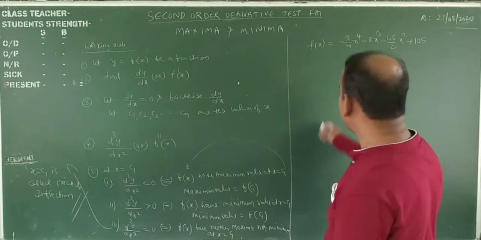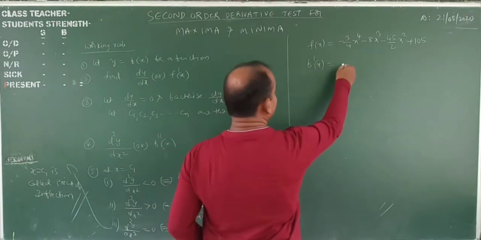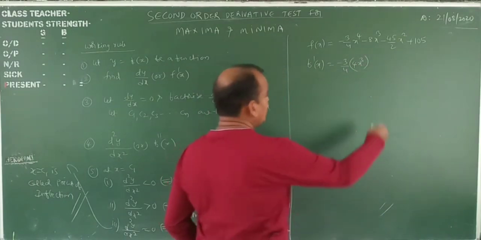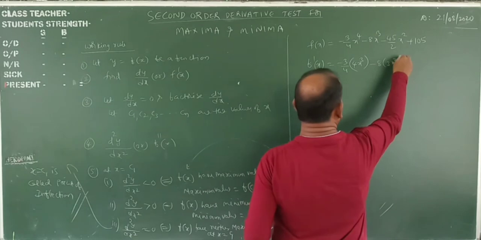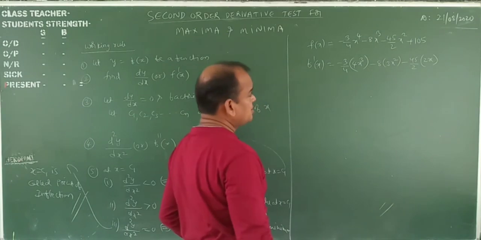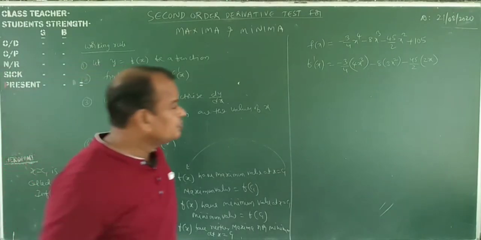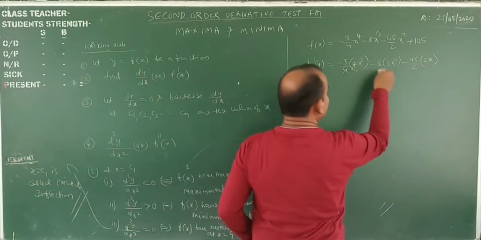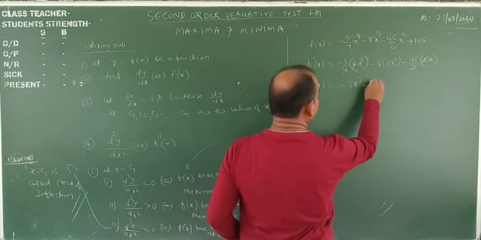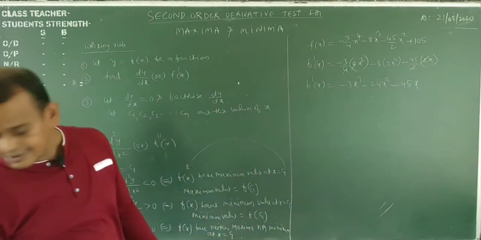Now, f of x is given. You will find the derivative f dash of x. F dash of x is equal to minus 3 by 4 into x power 4 derivative 4x cube, minus 8 into x cube derivative 3x square, minus 45 by 2 into x square derivative 2x. Plus 105, derivative is 0. 4 cancel, 2 cancel. This is f dash of x is equal to minus 3x cube minus 24x square minus 45x. Yes or no? Yes.